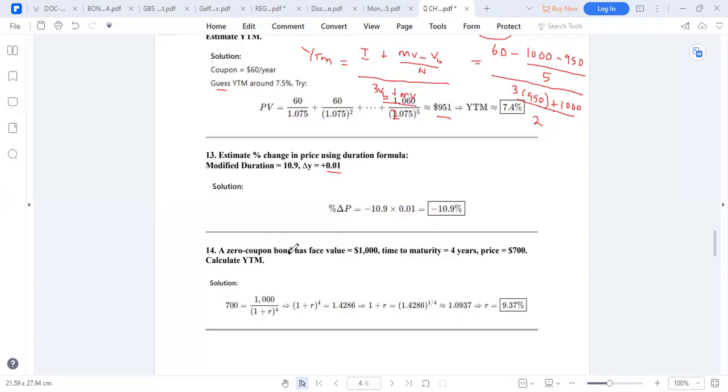Now, a zero coupon bond has a face value of 1,000. Time to maturity is 4 years, and the price is 700. So you can still use the same formula for the yield to maturity. We say zero coupon bond, so there'll be zero coupon payment there. So here there'll be 0. Okay, so yield to maturity will be what?